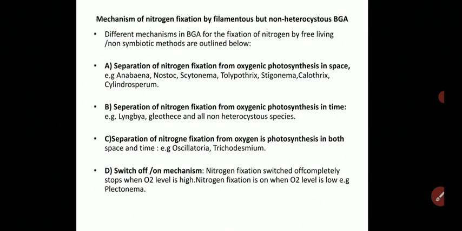When the O2 level is very high, the enzyme becomes inactive and gets protected. But when the level of O2 is reduced, the enzyme becomes active and performs nitrogen fixation very smoothly by the free-living or non-symbiotic way. For example, Plectonema. This mechanism plays a vital role in free-living blue-green algae during nitrogen fixation. In short, there are different mechanisms which are listed here, A, B, C, D.